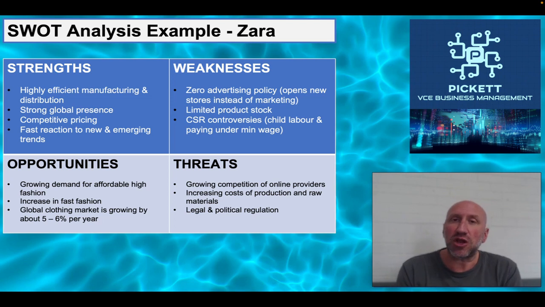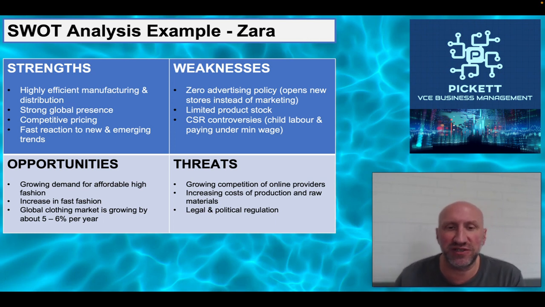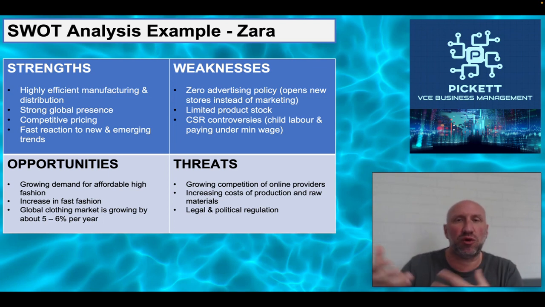Threats, growing competition of online providers. I think that would be a threat to almost anybody that operates in retail. Now, Zara, obviously, one of the ways they combat that threat is also by operating online themselves. And that's what this is all about. This is the idea. You identify your threats and you come up with strategies to counter them, to combat them. So that would be one way to combat that.